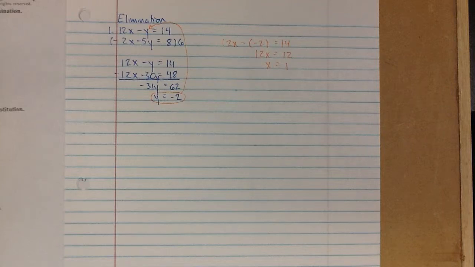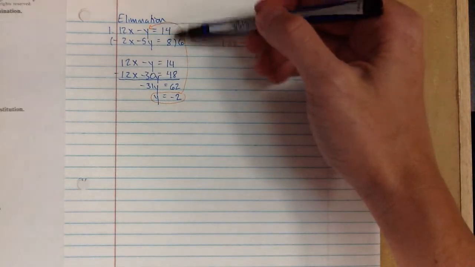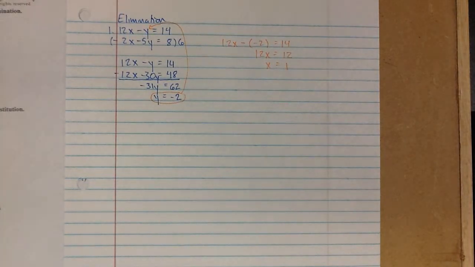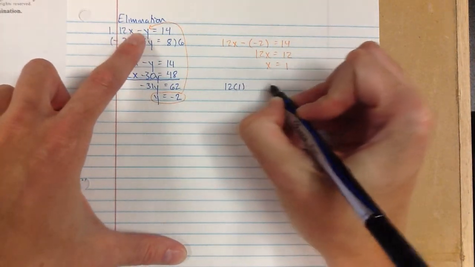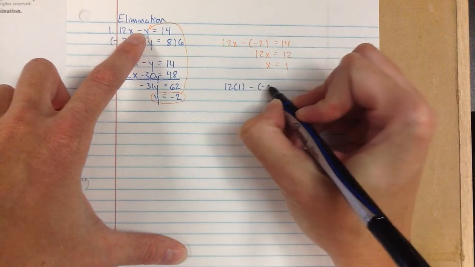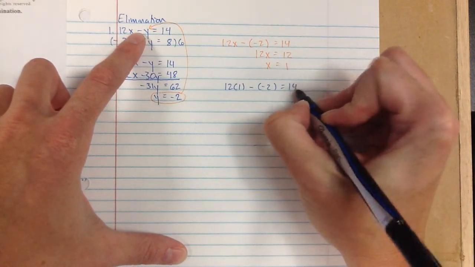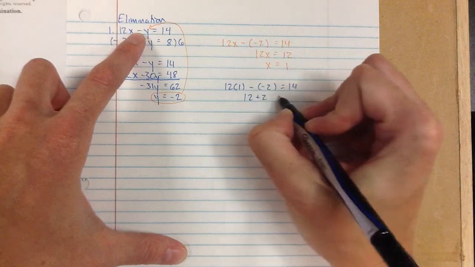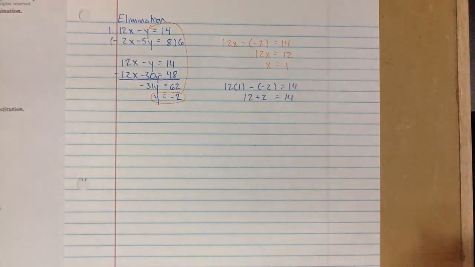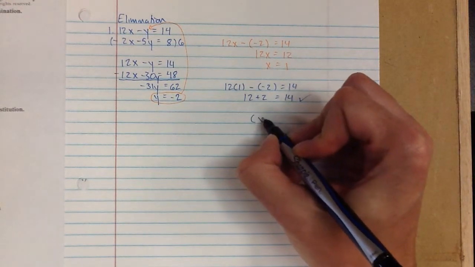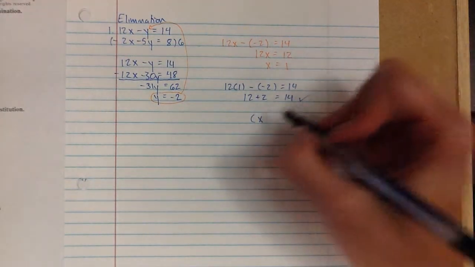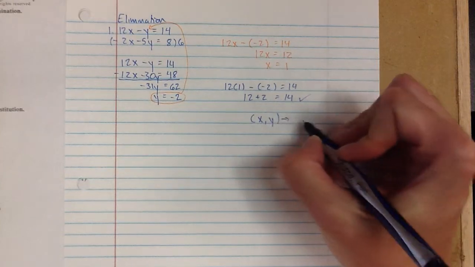I need to check it in case I screwed up somewhere with the math. So we're going to plug those values into one of those. I'll plug them into the top. So I got 12 times 1 minus negative 2 equals 14. So I have 12 plus 2 equals 14. Is that true? Does that work? Yeah. So you then know that your solution is x, y. Yeah, it's not what I meant to write.